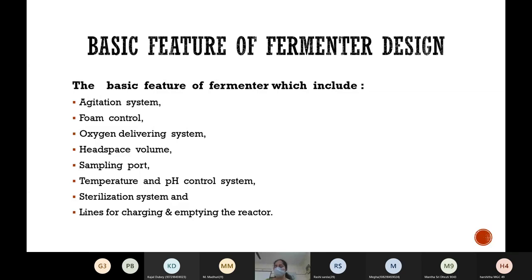Temperature and pH control is required because it is a fermentation, and microbes are involved. For every reaction they have a certain optimum pH and optimum temperature. So for maintenance of that temperature and pH, a control system should be there in the fermenter. A sterilization system should be there. As microbes are present, all the systems should be sterilized.